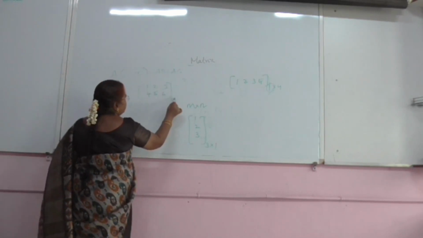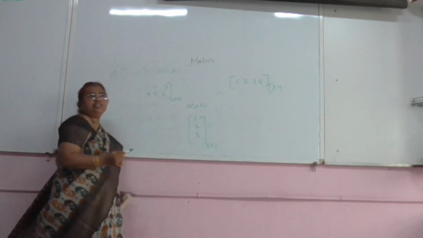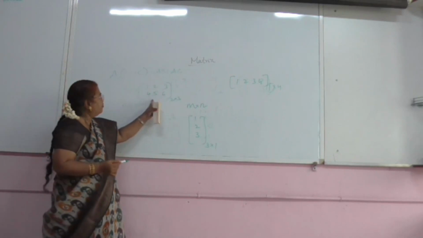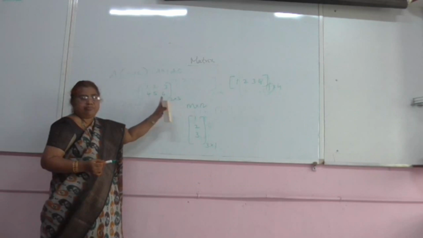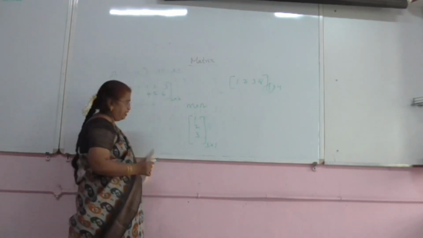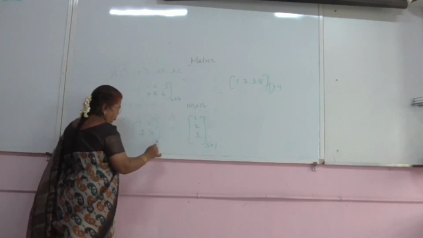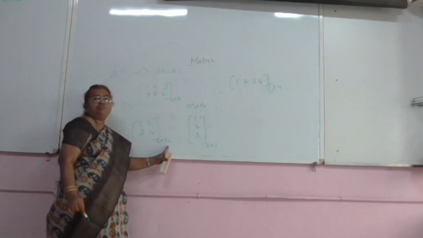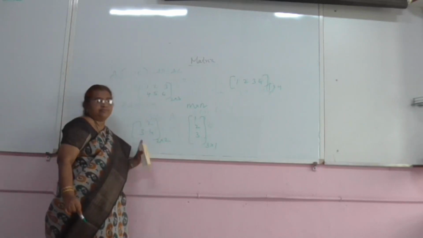The order of this matrix is 2 by 3. 2 and 3, these two are different. This is called a rectangular matrix. The number of rows is different from the number of columns. Column matrix, row matrix and rectangular matrix. 1, 2, 3, 4. 2 by 2 matrix. Here the number of rows equals the number of columns. Therefore this matrix is called a square matrix.